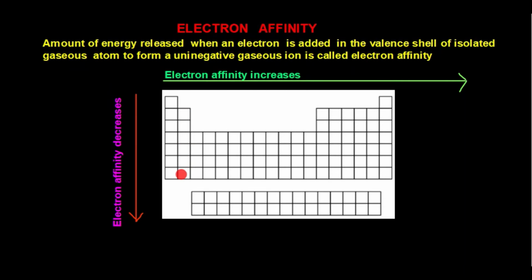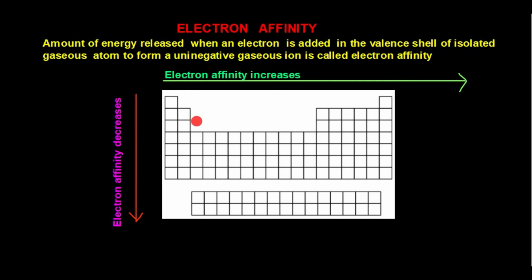Due to increase in shielding effect, the added electron binds less tightly to the nucleus, so as a result, less energy is released. So, electron affinity decreases down the group in the periodic table. Now we will see the trend of electron affinity across the period.